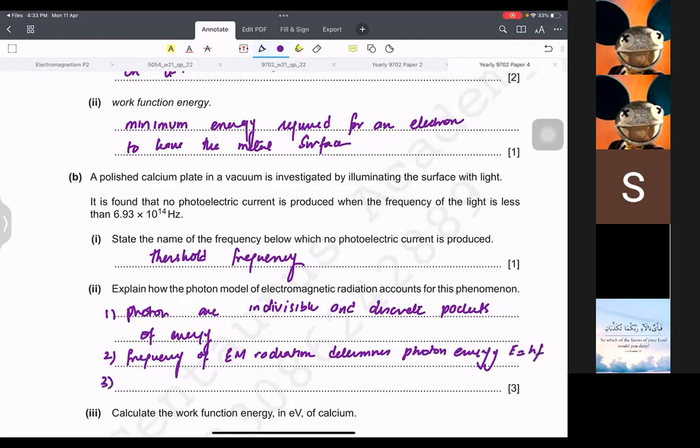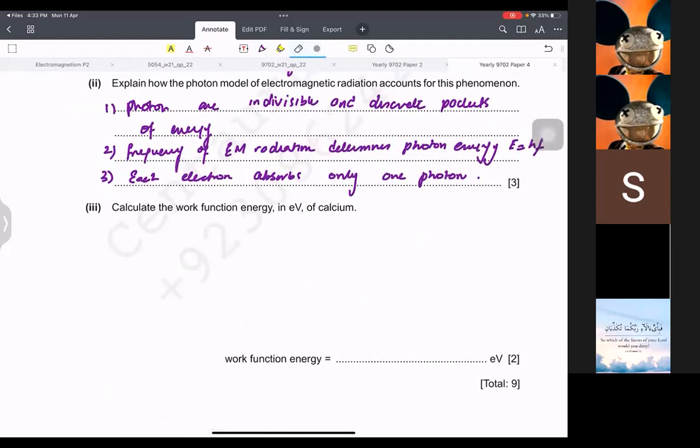And the third thing: each electron absorbs only one photon. So there is a one-to-one relationship. It can't be one-to-many.